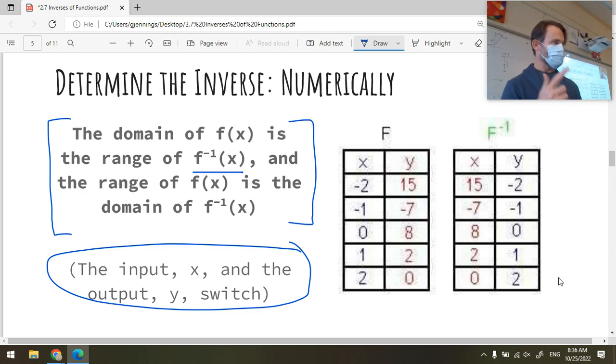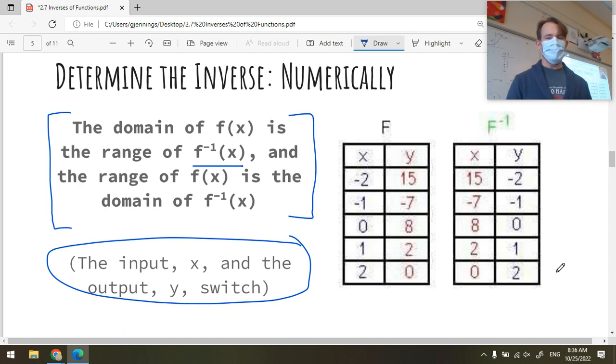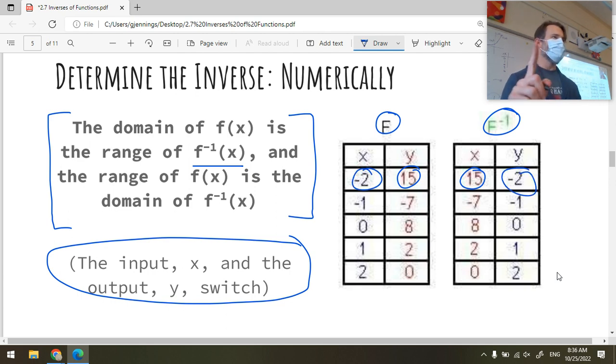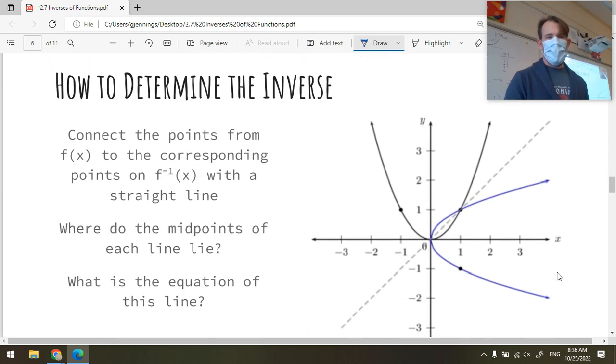Okay, so notice that this table of values for f of x just got flipped when it became f inverse of x. The 15y became a 15x, the negative 2x became a negative 2y, and so on. All of it just flipped. Super straightforward point by point.